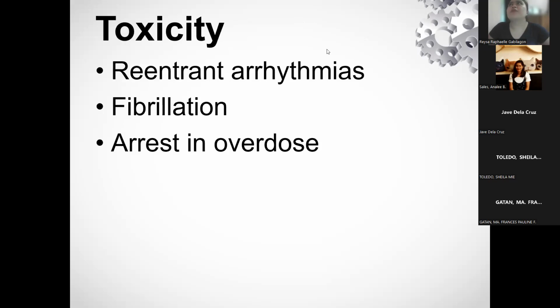What's the further problem if there is too much potassium? Actually, it will also cause arrhythmia. Reentrant arrhythmias, where the impulse keeps going back and forth. It is not totally distributed to all fibers or bundles in our heart. That can cause fibrillation, abnormal heart rate, and take note, arrest in overdose. The heart will just keep beating abnormally until it arrests because of too much potassium.